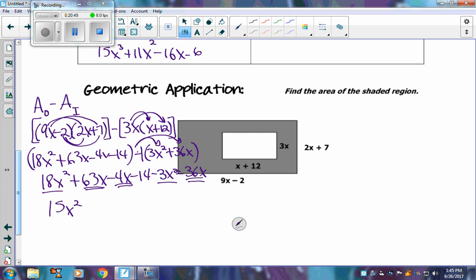Okay, so with this, I'm going to combine the negative 4 and the negative 36 to get negative 40, and then 63 and negative 40 gives you 23x. And then minus 14. I know it's long. Okay, that's your answer.